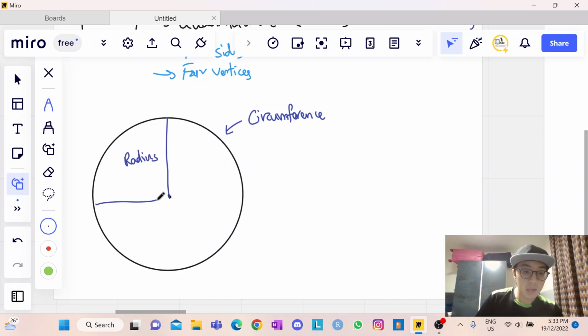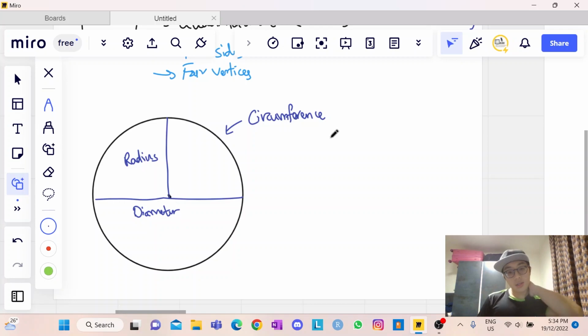And this line right here cutting through the middle point and touching both sides of the circumference is called the diameter. All right. And if we are going to be drawing a line right here connecting two points on the circle, it is actually still ugly. Wait a second. I am going to draw this. Okay, nice. This is called a chord.